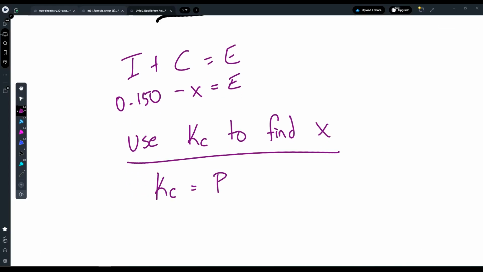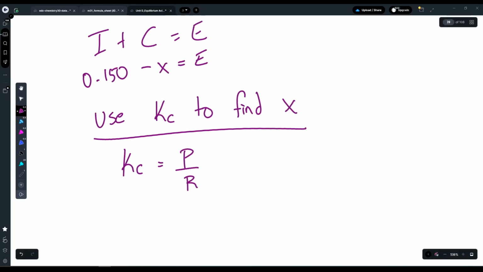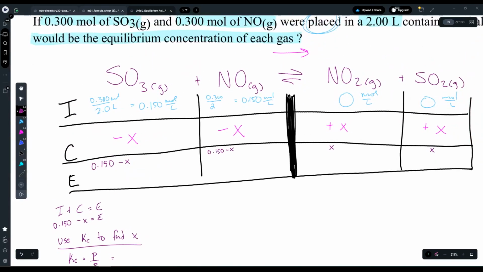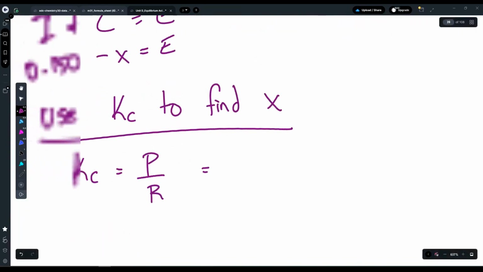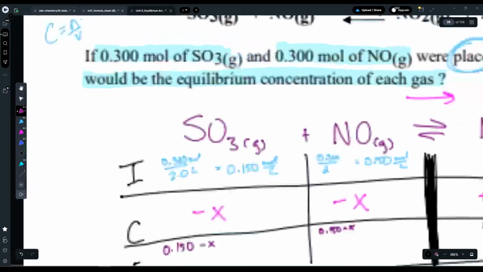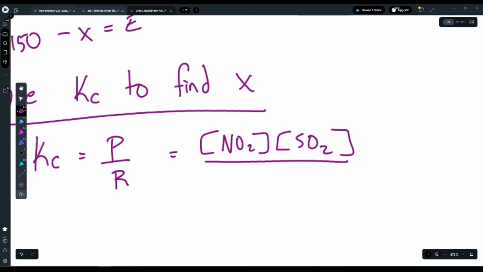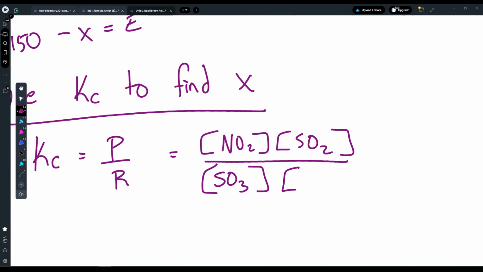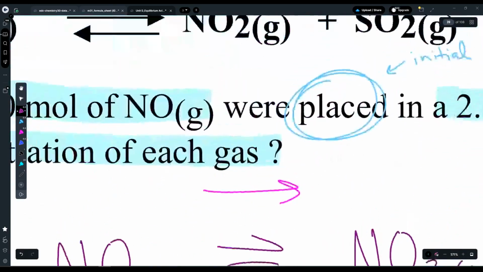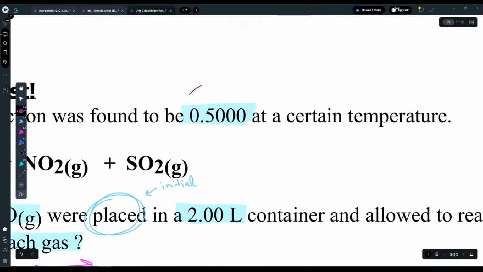So again, quick equilibrium law expression here. Our products were NO2 and SO2, and our reactants are SO3 and NO. I'm not raising these to any power because all of the coefficients are 1. So the equilibrium constant, that was this number right here.